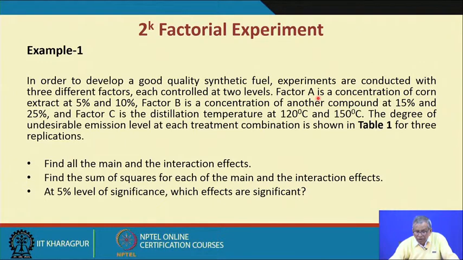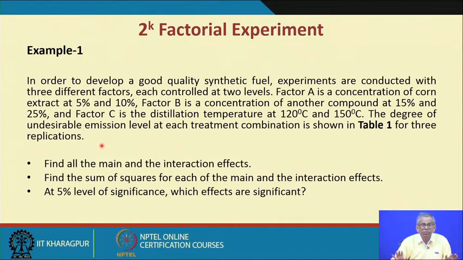Factor A is the concentration of corn extract at 5% and 10%. Factor B is the concentration of another compound at 15% and 25%. And factor C is the distillation temperature at 120 degrees Celsius and 150 degrees Celsius.